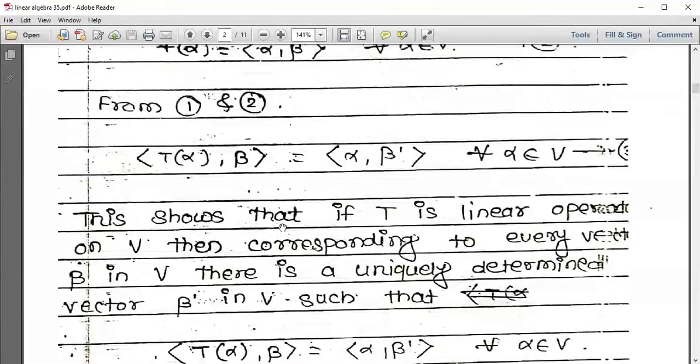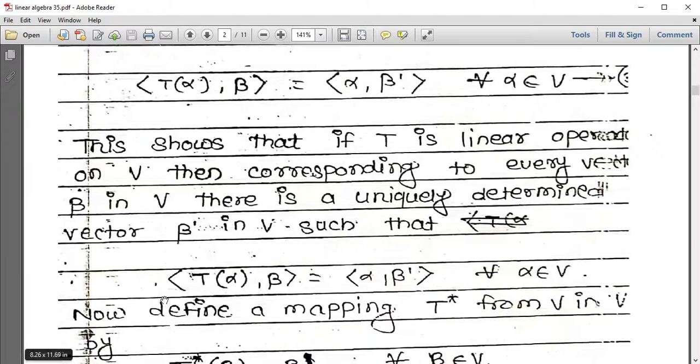This shows that T is a linear operator on V. Then, if T is a linear operator on V, corresponding to every vector beta in V, there is a uniquely determined vector beta dash in V such that the inner product of T of alpha with beta is equal to the inner product of alpha with beta dash for all alpha belonging to V.